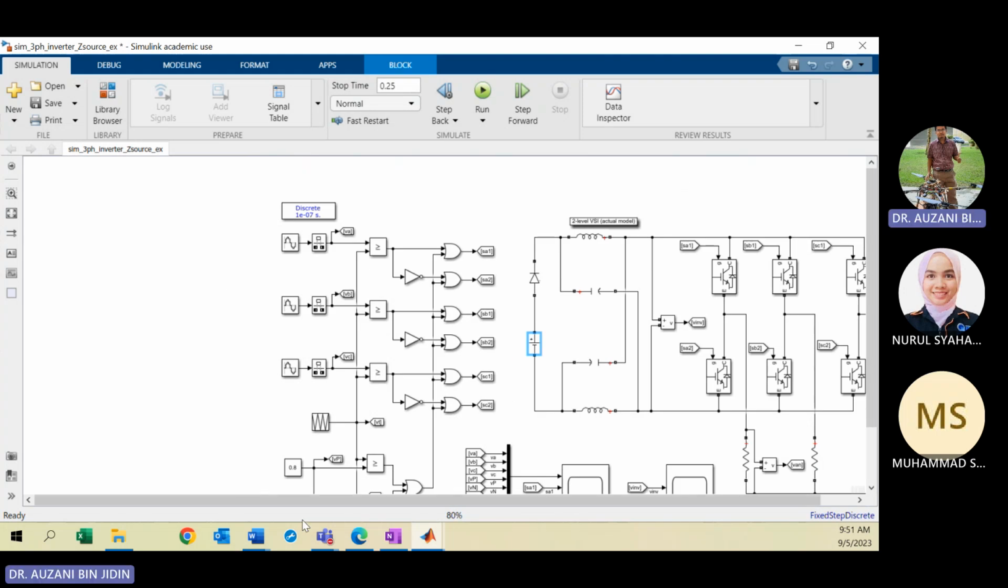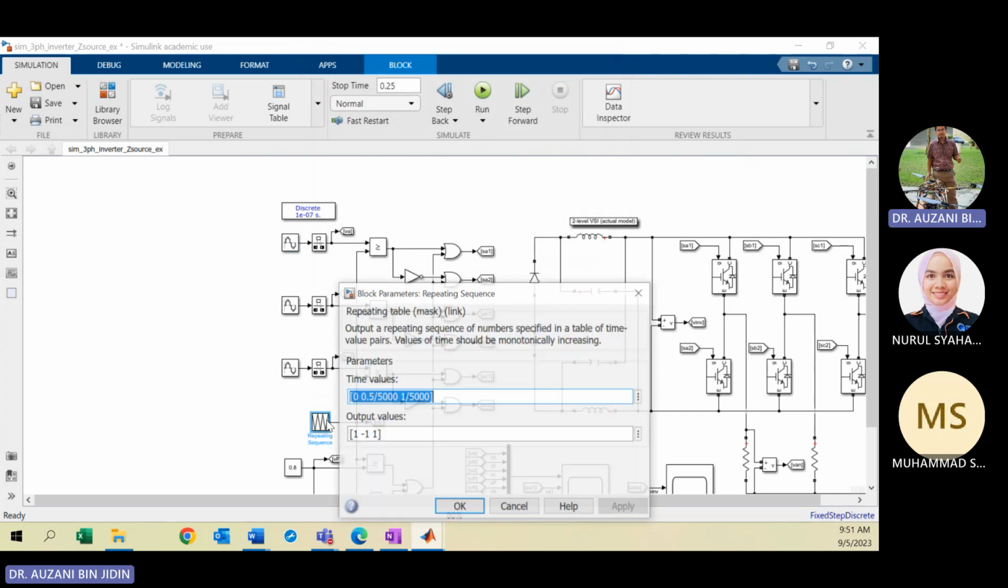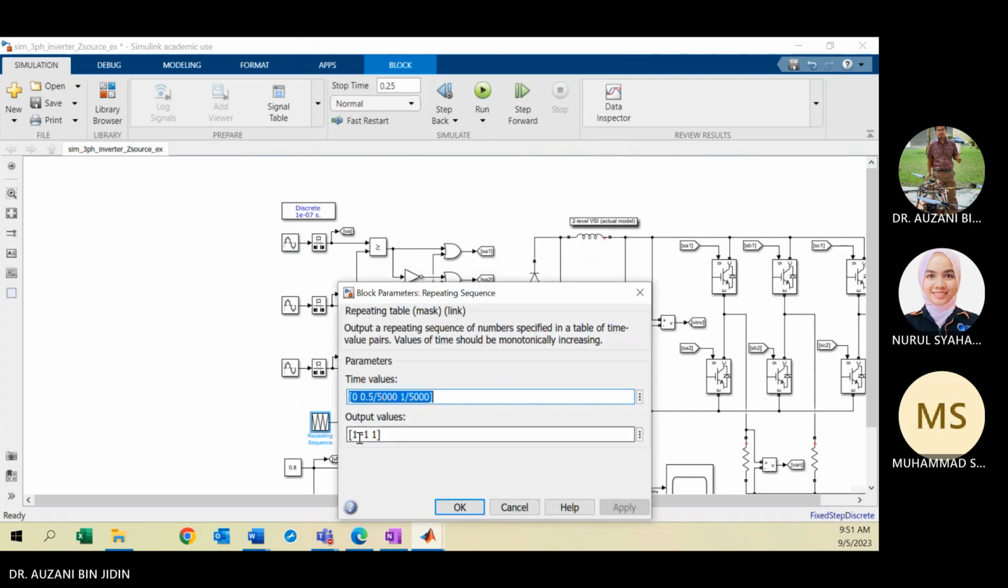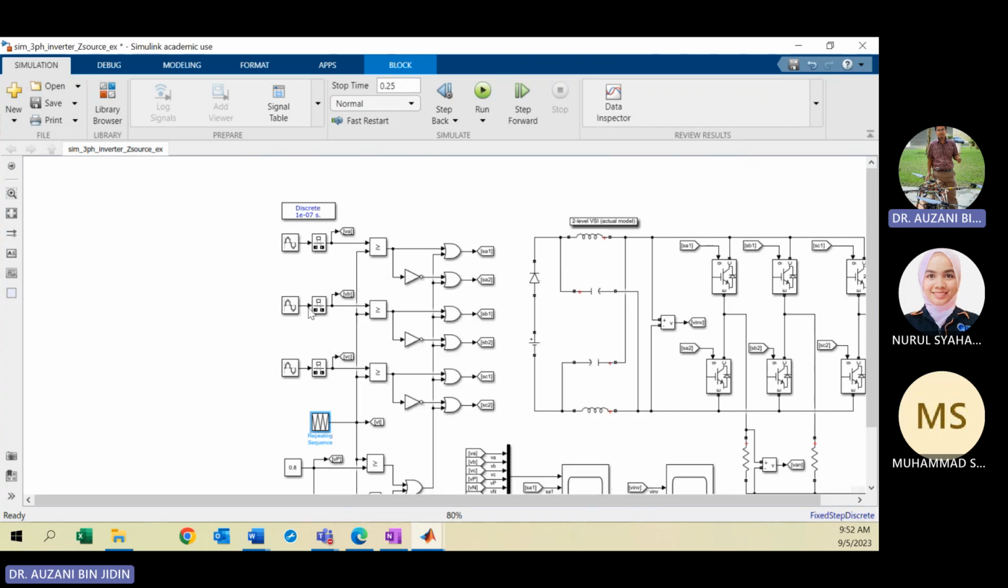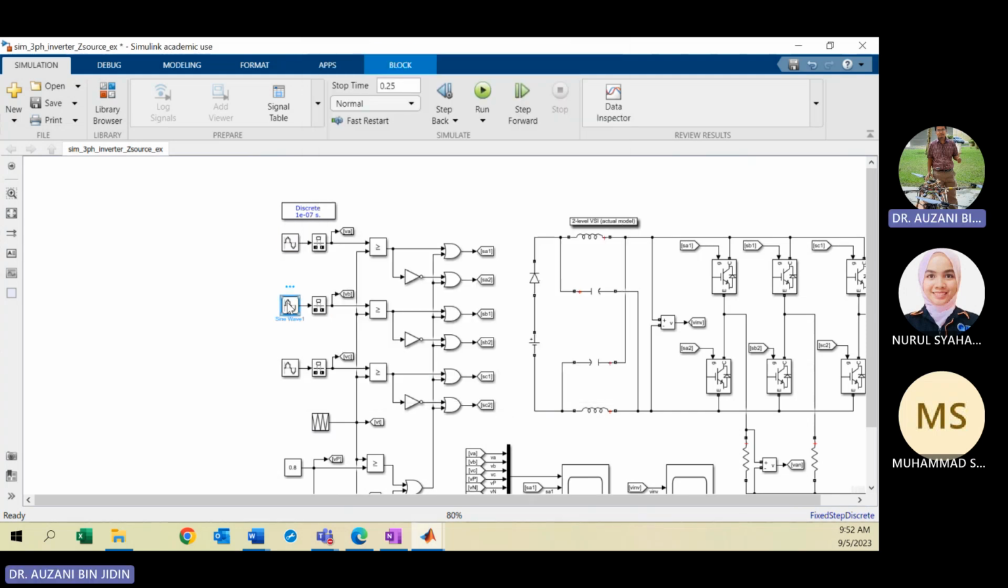Then we can try to simulate. Based on the equation, we set the amplitude to 0.8 because your modulation index is 0.8, meaning the peak of the triangular is 1. For the frequency, maybe we set 5k, here 5k, and this one also 5k. This one also 0.8 because we need to set the modulation index 0.8. Now we can run the simulation.